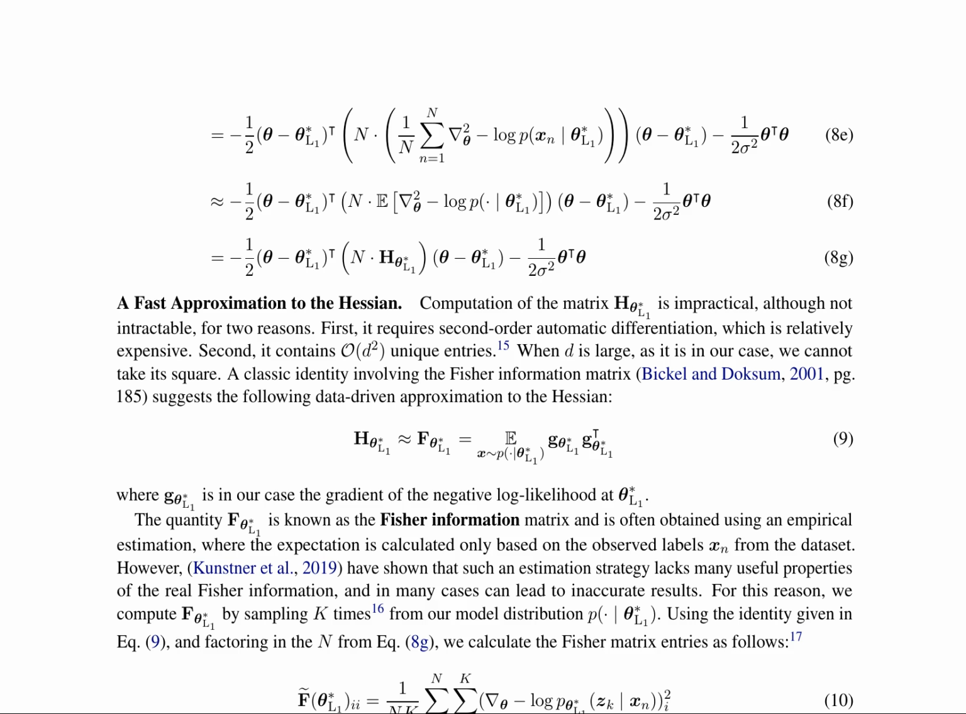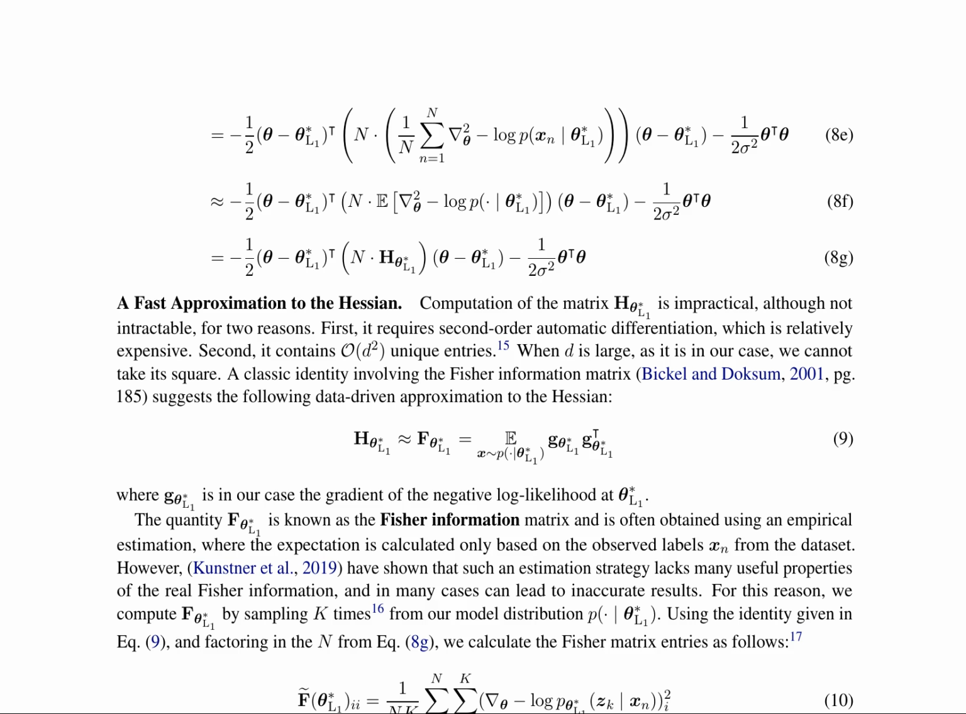The Fisher information matrix F at theta star L1 is computed by sampling k times from the model distribution p theta star L1, with the expectation calculated over the observed labels xn from the dataset. Notably, instead of empirical estimation, the Fisher matrix entries are calculated using equation 10, which involves sampling from the model distribution, resulting in higher accuracy compared to empirical estimation, as demonstrated by Kunstner et al., 2019.